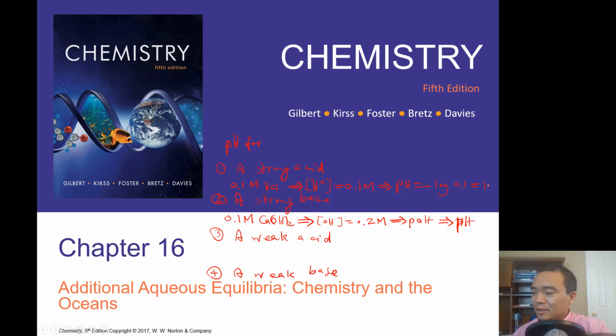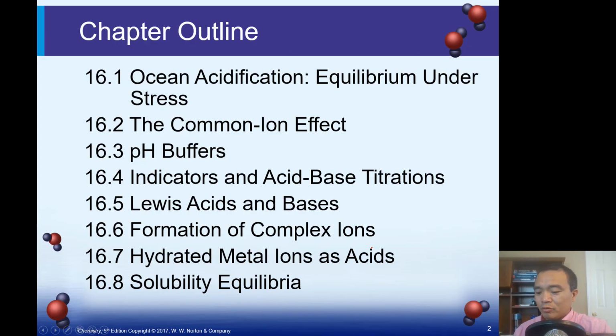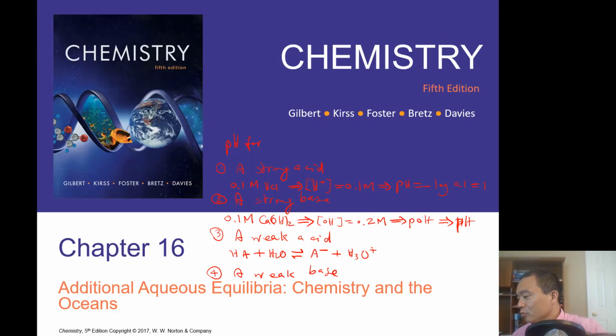For a weak acid, you will need to write the equilibrium for a generic weak acid. Then use an ice table. For more details, please refer to the previous chapter. For a weak base, you also build an ice table to begin with. But do remember, base reacting with water produces hydroxide.